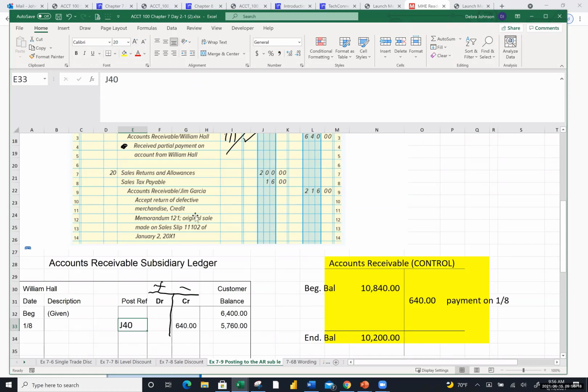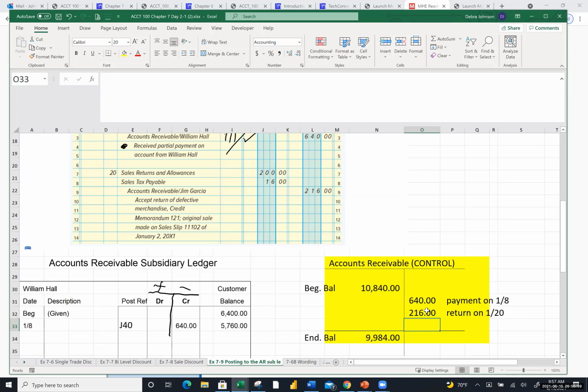Okay, let's do this second one. If I look at this, this was a return that one of our customers made, because the description says we accepted a return of defective merchandise. We had to give them back the sales tax, which we talked about in the last lecture. So here's our goal. Our goal is to look at this accounts receivable transaction. That's all we're going to focus on. And there's 2 postings. One to the general ledger. So they credited accounts receivable here for $216. And the reason they did that, that was a return on 1/20.